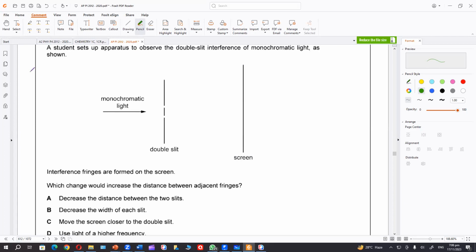A student set up apparatus to observe the double slit interference of monochromatic light as shown. Interference fringes are formed on the screen. Which change would increase the distance between adjacent fringes? This distance is called X. The formula is X equals lambda D upon A. This is the formula for Young's double slit experiment.